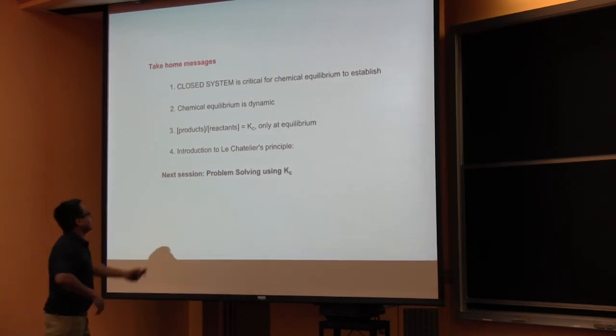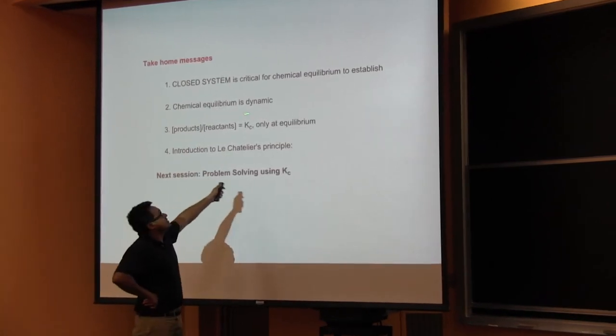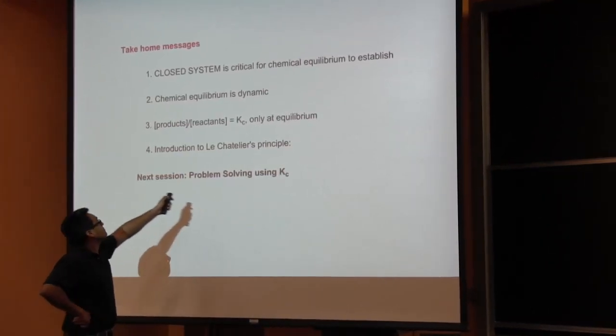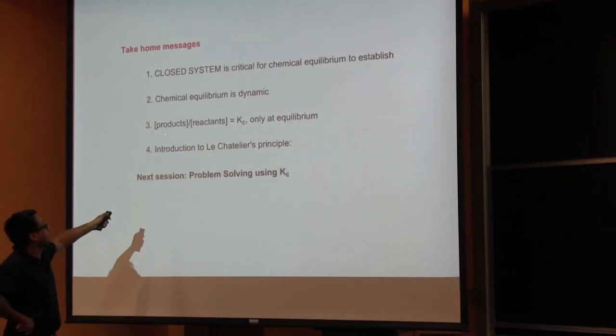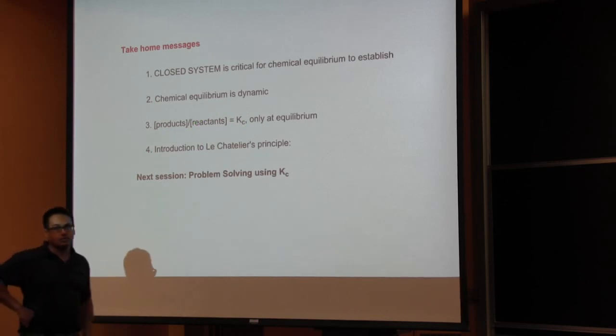So, we have looked at the fact that a closed system is needed for equilibrium to be established. Chemical equilibrium is dynamic. We have looked at the Le Chatelier principle.